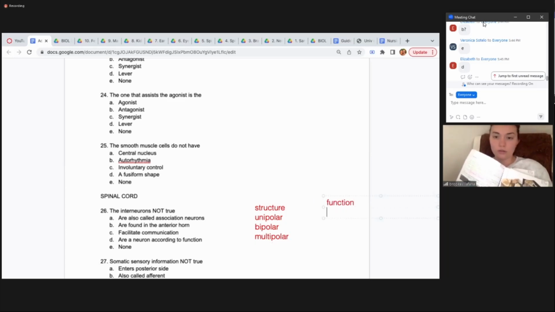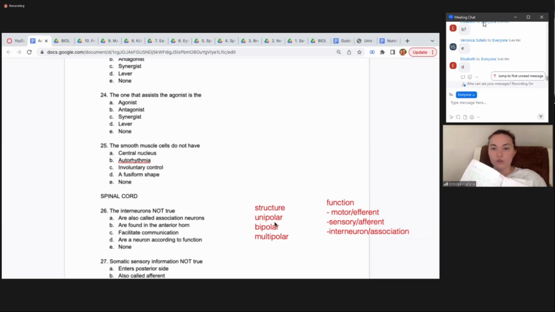Function categories would be motor, efferent, sensory, afferent, and interneuron association neuron. So D is a true statement. So the answer to this question would be B. They are not found in the anterior horn.